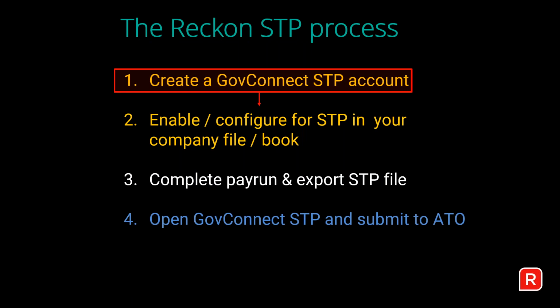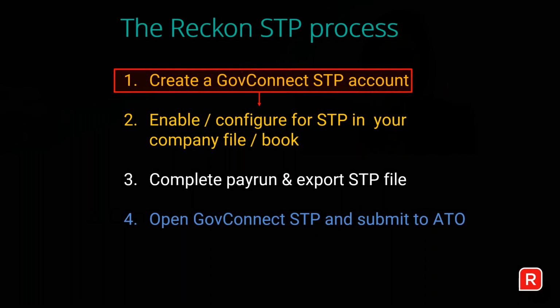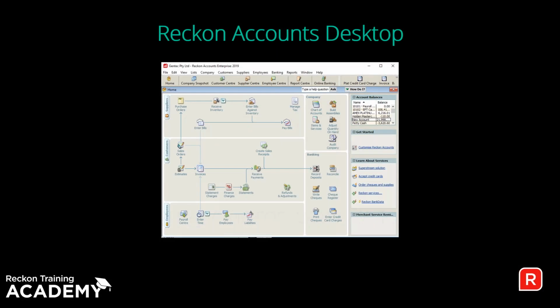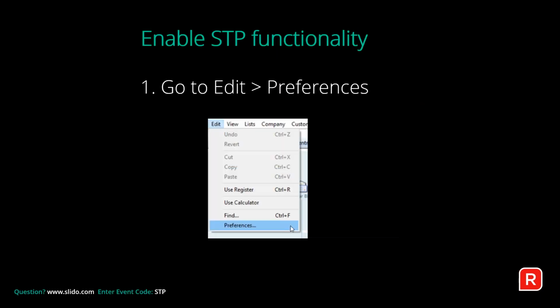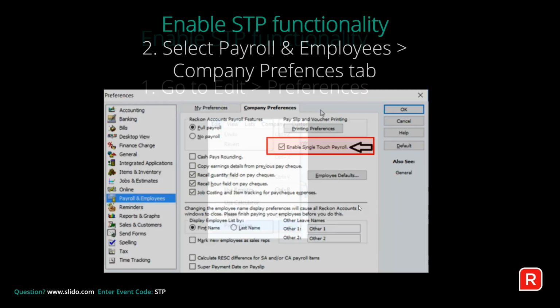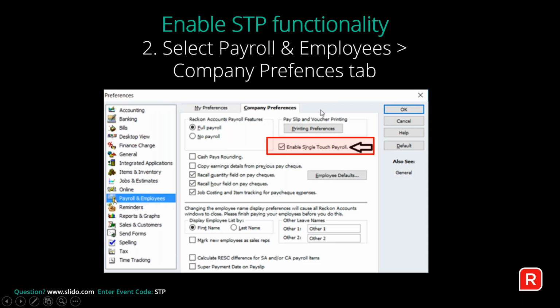So we've now created our GovConnect STP account. We can now go in and have a look inside our company file, enable the STP feature and make sure proper configurations are set. On the Reckon Accounts desktop, what you want to do is go into Edit Preferences and Payroll and Employees, and you'll see on the right here a line, Enable Single Touch Payroll. So tick that box to enable STP features.